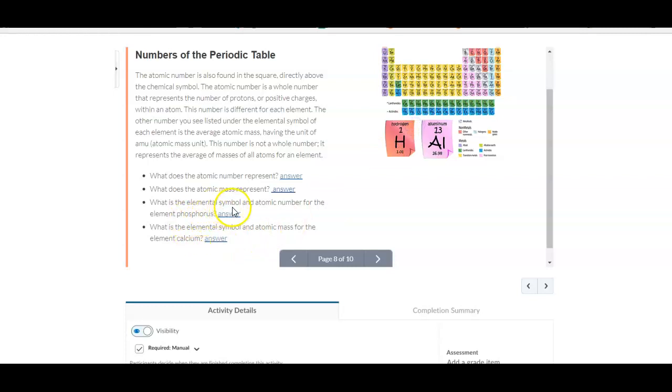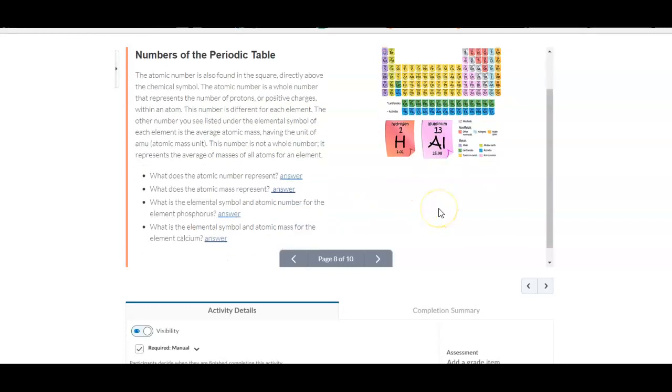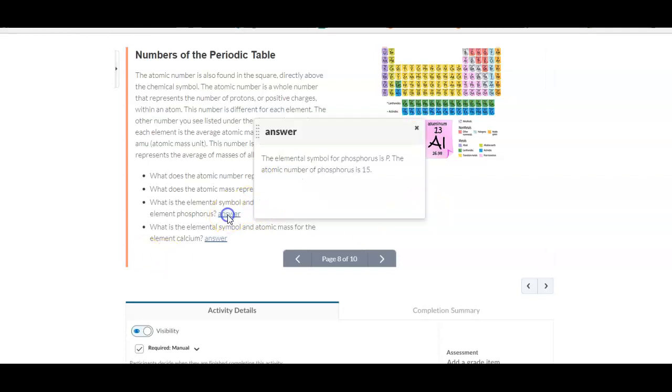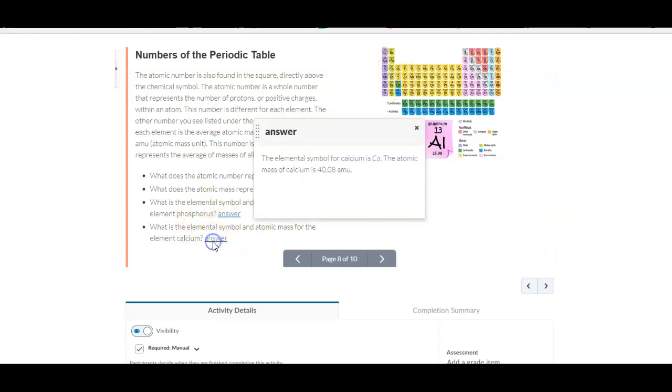So what's the element symbol and atomic number for the element phosphorus? So if you look at your periodic table, this would be where you would want to have the one printed out that I mentioned. That is P. The atomic number is 15. So it's element number 15. And what is the elemental symbol and the atomic mass for the element calcium? So calcium is Ca. It's over here. The atomic mass is 40.08.